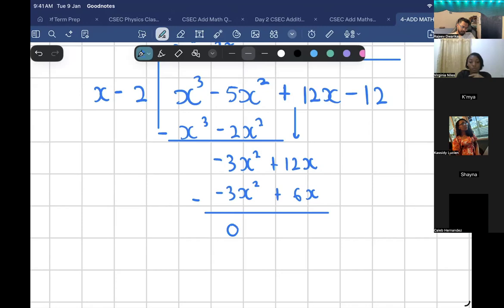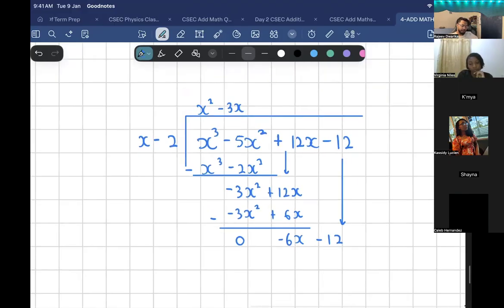This could be 0. This could be minus 6x. Drop down to minus 12. Then that would be minus 6. And that's the answer we get for synthetic. Yes. So you didn't trust the synthetic division.